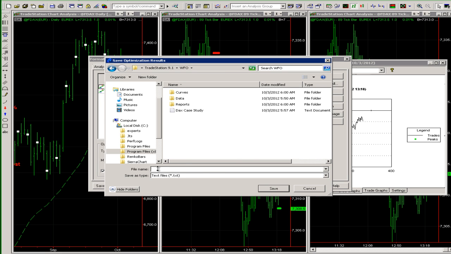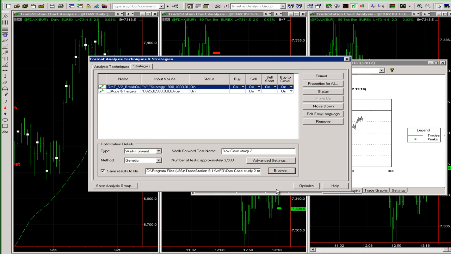So we'll save it there as DAX case study number 2. So that's where it's going to save. Now if you do not save that, then you can't use that data as walk forward data going forward. So it's critical. It's like downloading your overall performance report and putting it into the system performance tracker. The same thing applies when you're tracking your walk forward information. So you have to save it into your WFO folder on your C drive. So then we'll go optimize.